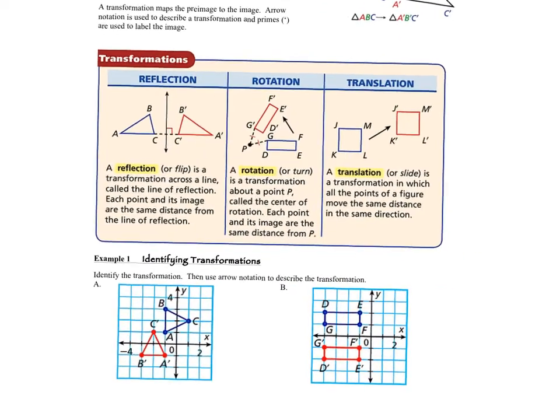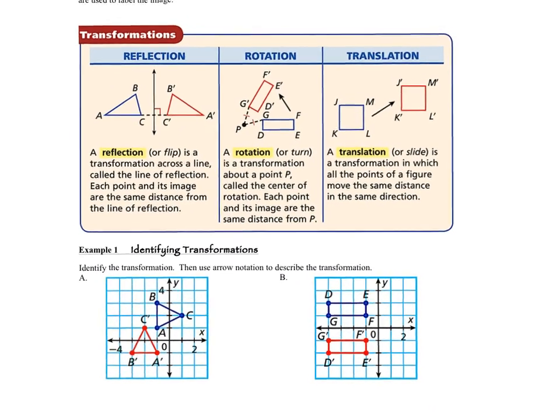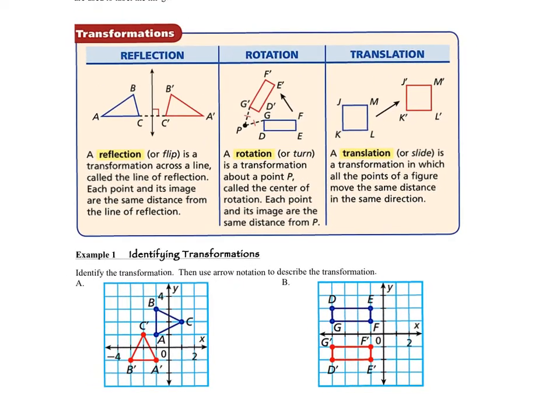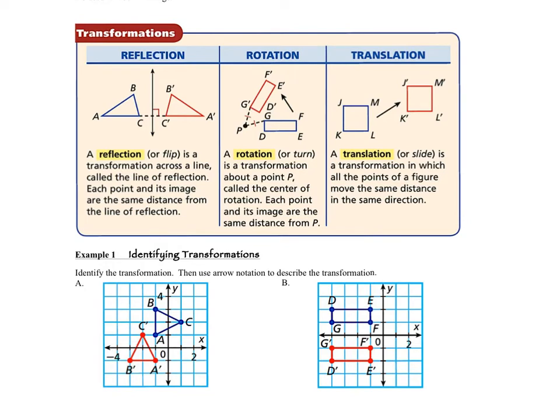So there are 3 different transformations that we're going to focus on right now. A reflection, also known as a flip, a rotation, which is a turn, and a translation, which is a slide. And we're going to use arrow notation to describe transformations. So I'll show you what that will look like in example 1.